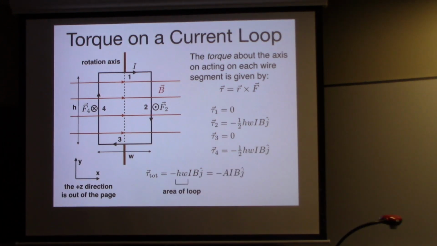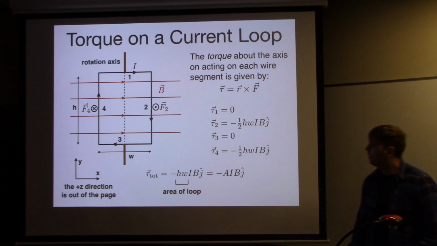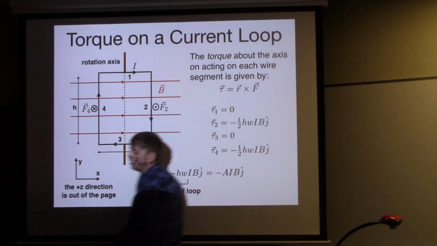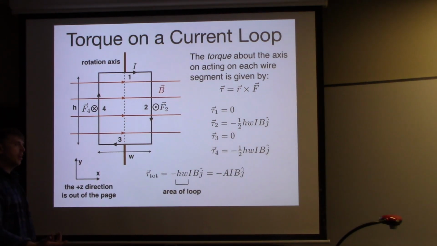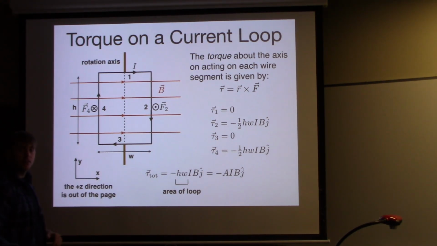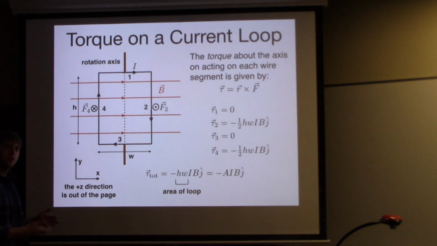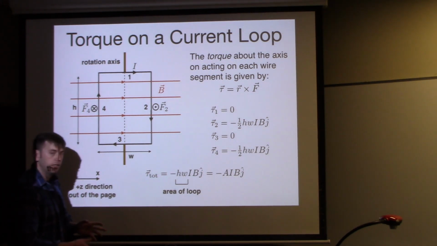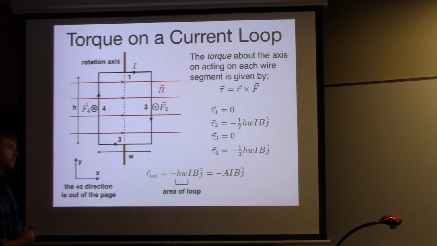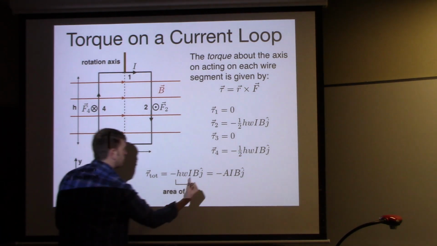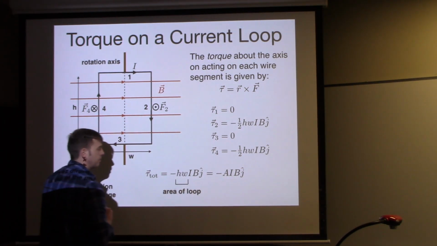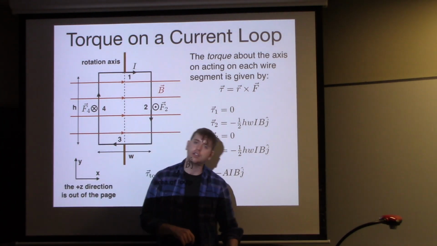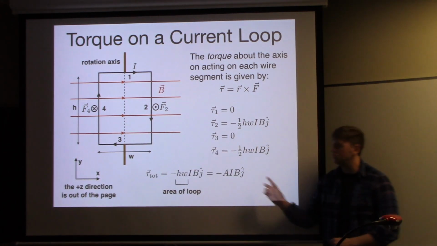So the next thing to notice here is that we have this H times W thing going on in our equation, and we should recognize what that is. H is the height, W is the width. We're talking about a rectangle, and you take height times width, you're getting the area of that rectangle. So it's actually the area of the loop, interestingly, that's popping up into our equation for the torque. What we have is minus area, I, that's the current, times B, that's the magnetic field, times J hat.